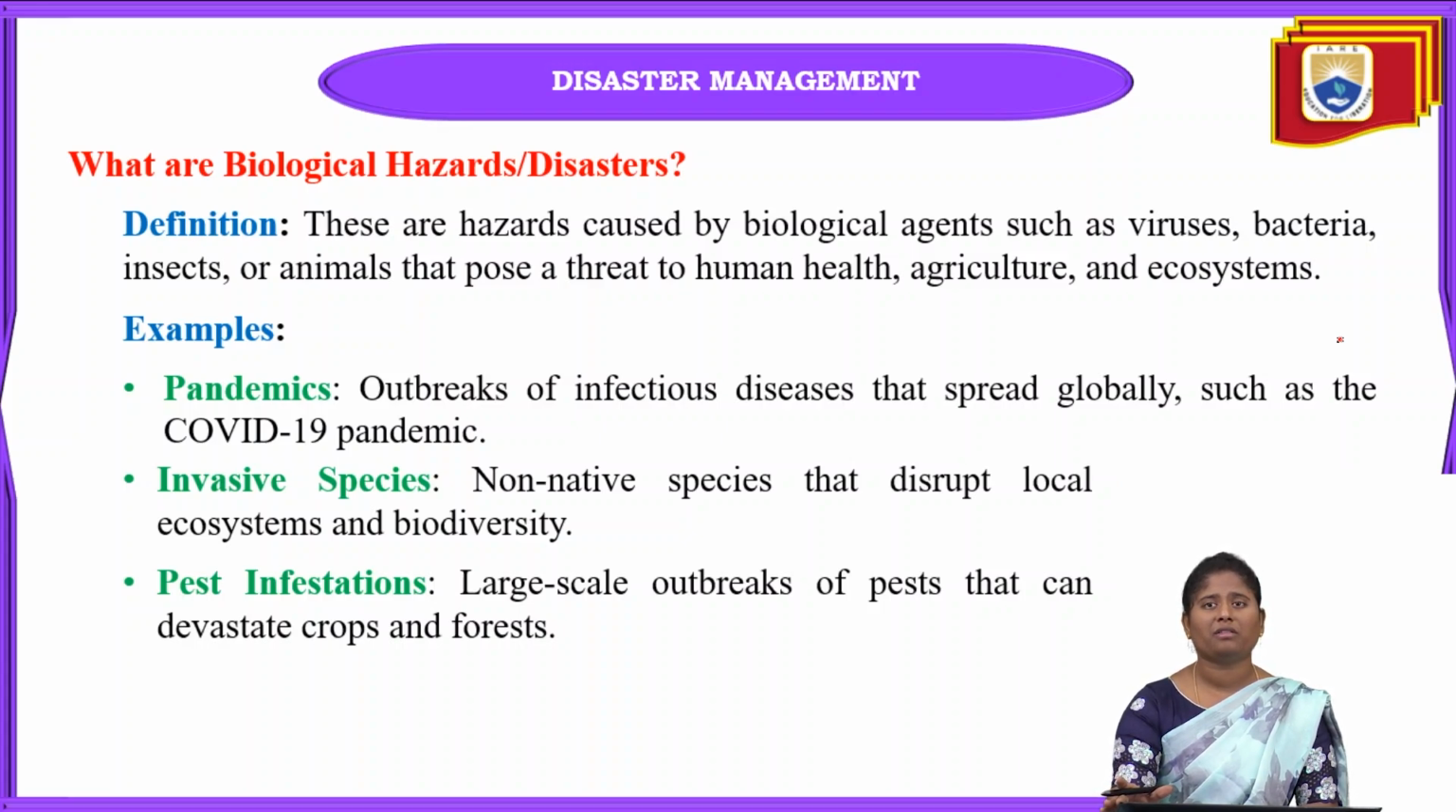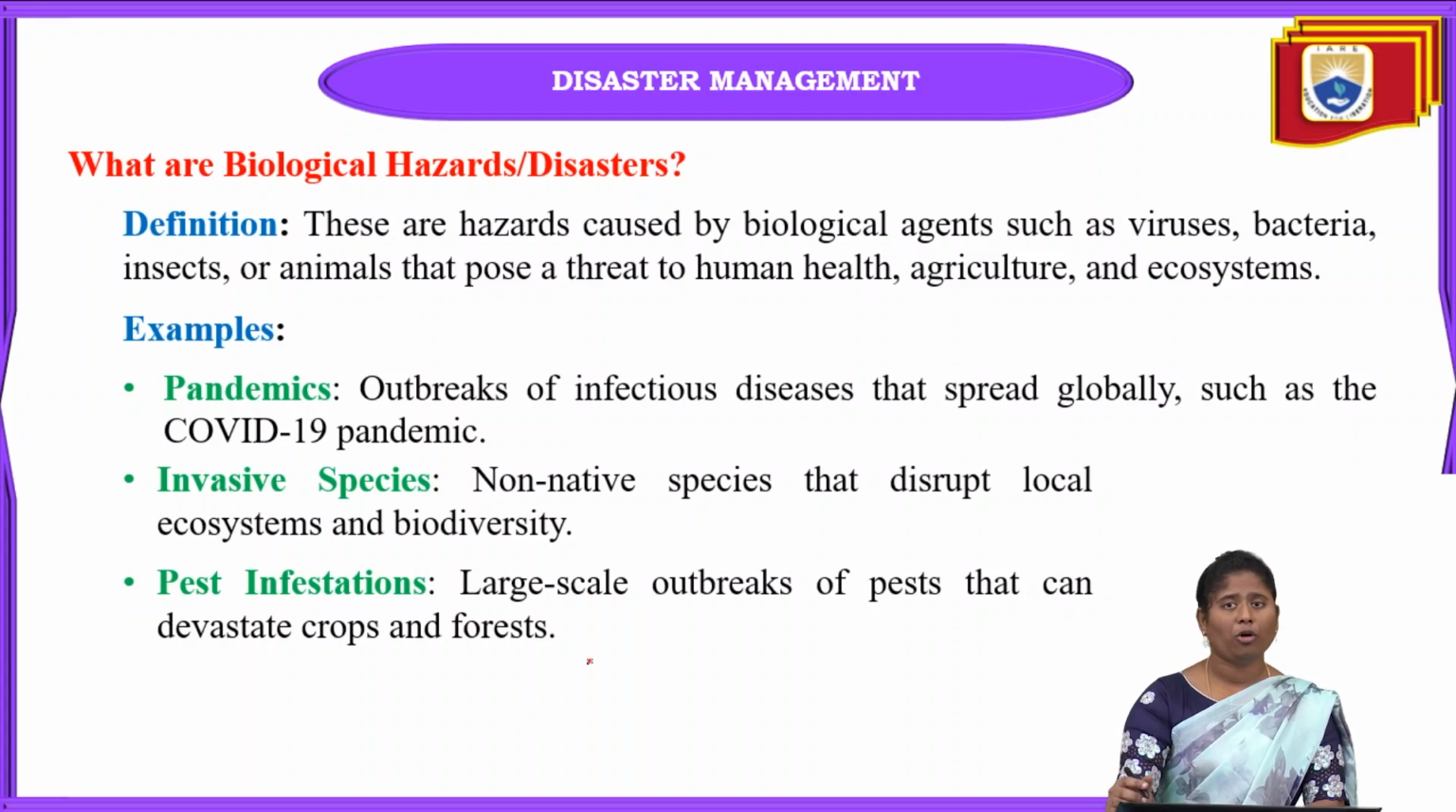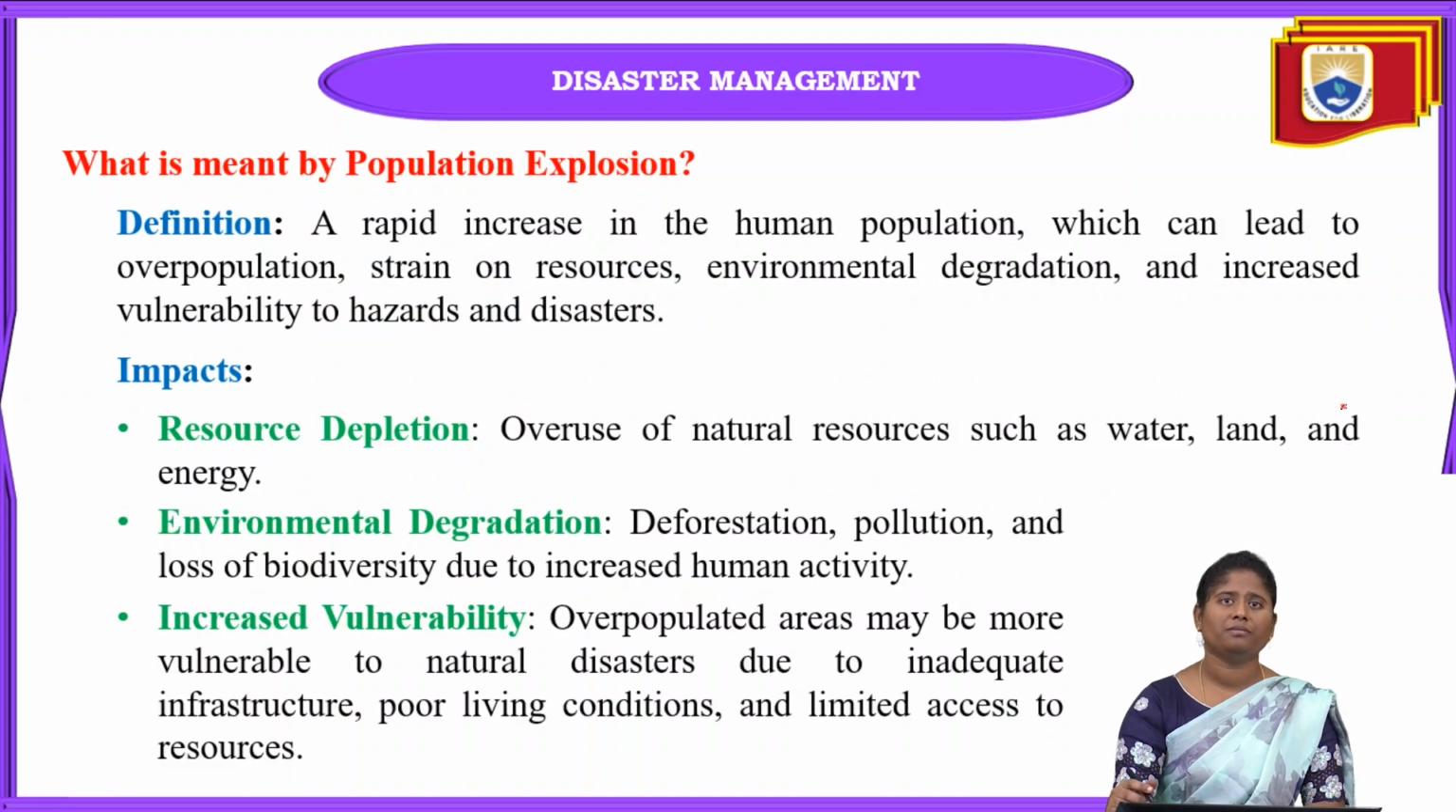Some examples we can see are pandemics. The COVID pandemic we already know, for the past 5 years we have been suffering because of the coronavirus. Then invasive species, which are non-native species that can disrupt local ecosystems and cause loss of biodiversity. Next one is pest infestations, where large scale outbreaks of pests can devastate crops and forests.